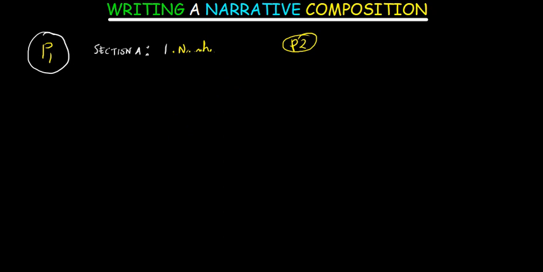Okay, now we're going to start with composition writing, how to write a narrative composition or how to narrate. Now, a narrative composition comes from the word narrate, and to narrate is to tell a story. Okay, to tell a story.